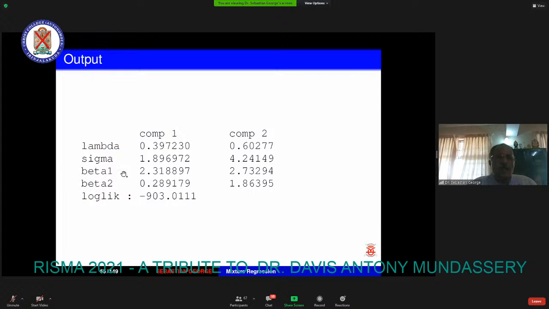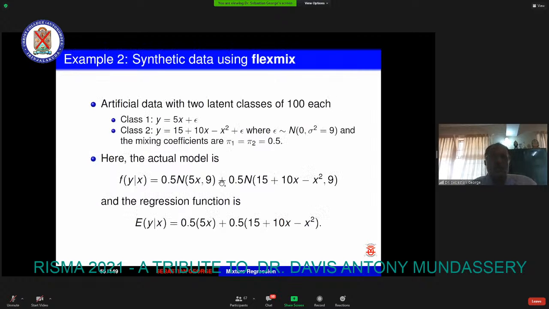Here in the package, the mixing coefficients are represented by lambda. So this is your pi1, this is your pi2. Remember, while generating that data it was 0.4, and our estimate is 0.39, which is quite satisfactory, since the sample size is not too large. And we are getting the values of the other parameters also. So it is actually a simulated data.